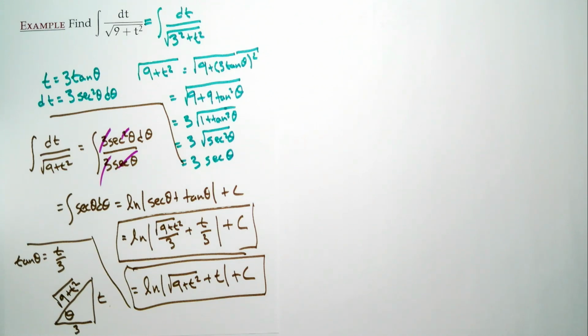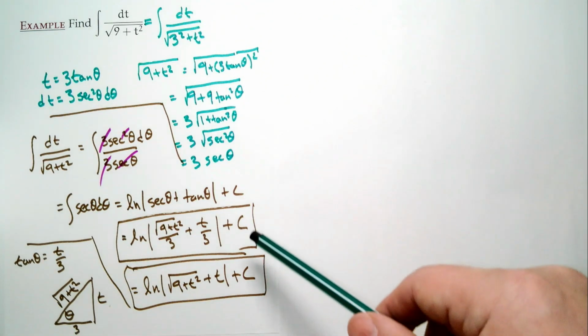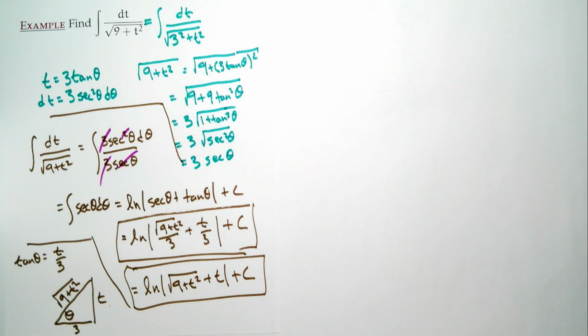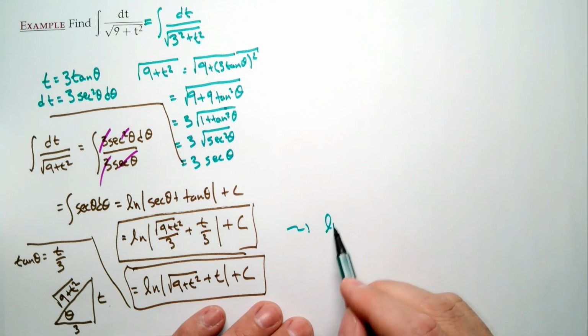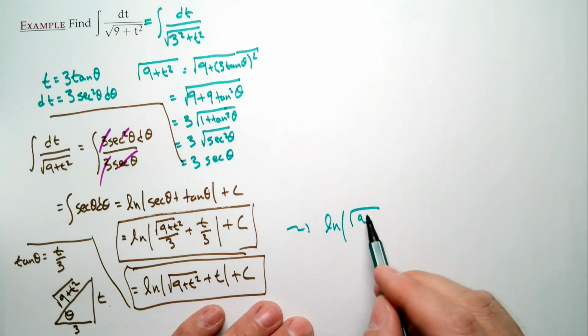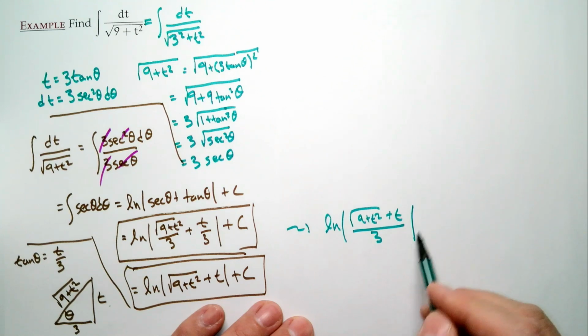There's a little bit of misdirection going on here. The misdirection is the c's. Do these c's have to be the same? No, they don't have to be the same. Now notice, in the first case here, what could we have done? You could have written this as log of square root of 9 plus t squared plus t over 3.